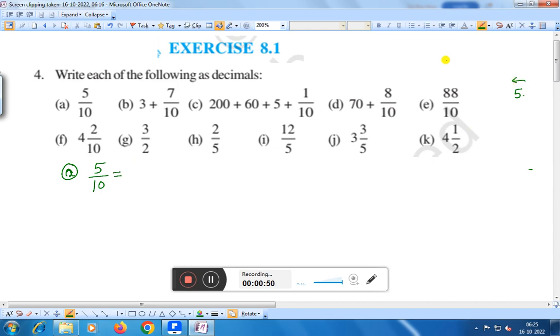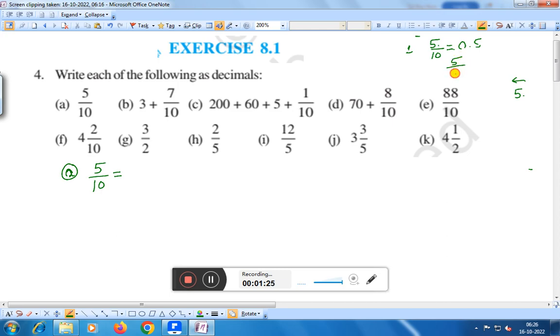Let us suppose the number is 5/10. 5 means the point is at the end of 5, that is here, right? Now it is divided by 10, that means this point will go one step to the left side, right? That means it will be 0.5.